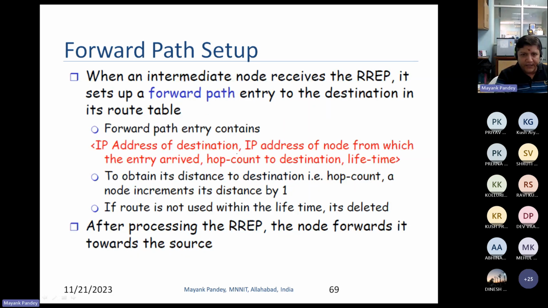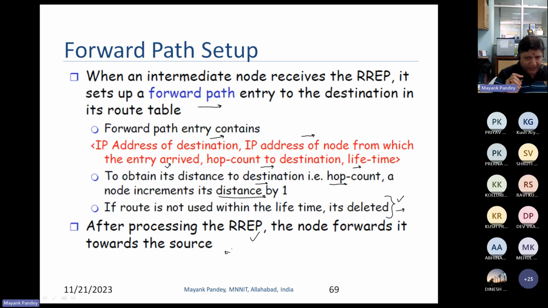When any intermediate node receives the RREP, it makes a forward path entry towards the destination. What does the forward path entry contain? The IP address of the destination, the IP address of the node from which the entry arrived, hop count towards the destination, and lifetime. To obtain its distance to the destination, that is the hop count, a node increments the received hop count by 1, and that gives the distance. If the node does not use the route within its lifetime, that route will be deleted. After processing the RREP, the node's forward path is towards the destination.